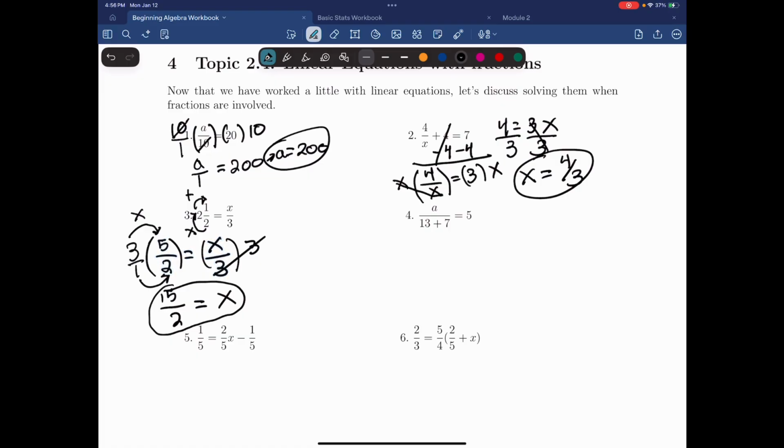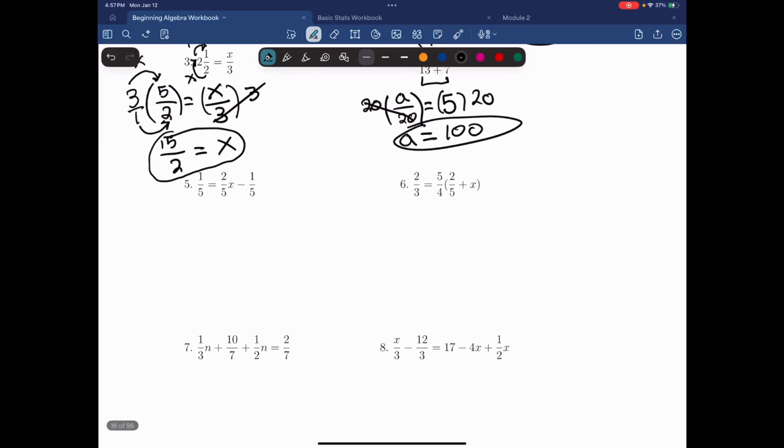Now looking at example 4, we have a over 13 plus 7 equals 5. Now in the denominator there, we have 13 plus 7, and they are like terms. So I'm going to go ahead and add 13 and 7, which gives us a over 20 equals 5. And now to get a on its own, I'm going to multiply 20 on both sides because a is being divided by 20. So we get a equals 20 times 5, well, that's 100. And that's your final answer.